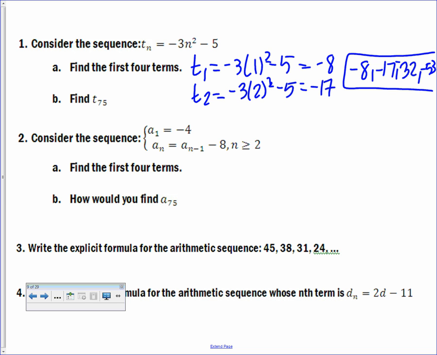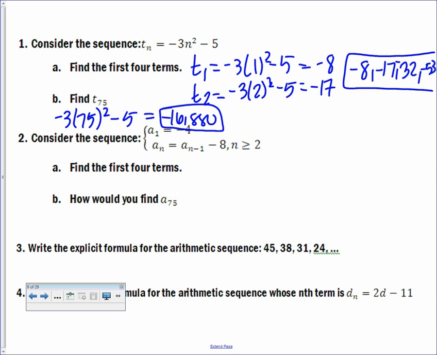Part B says T sub 75. That means plug in 75. So -3 times 75 squared minus 5 should work out to be -16,880. Plug and chug there. Don't get overworked about those, they are pretty straightforward. Number 2 gives you the recursive sequence and says find the first 4 terms.